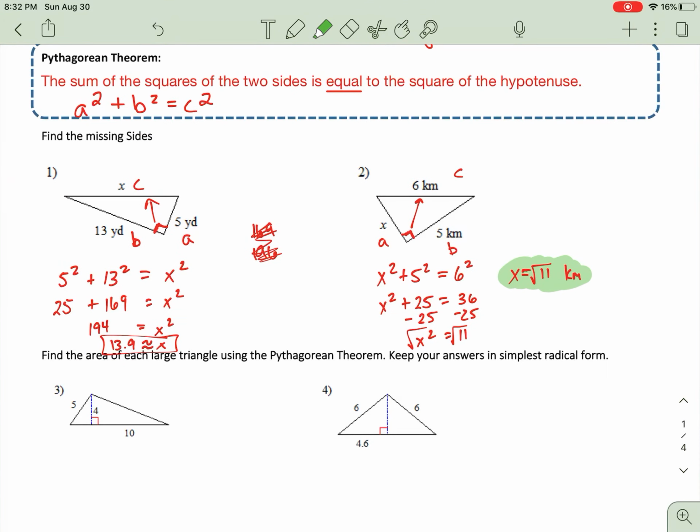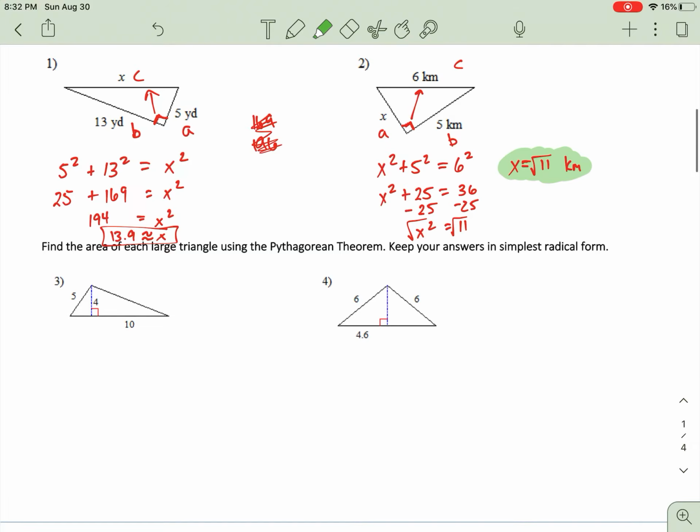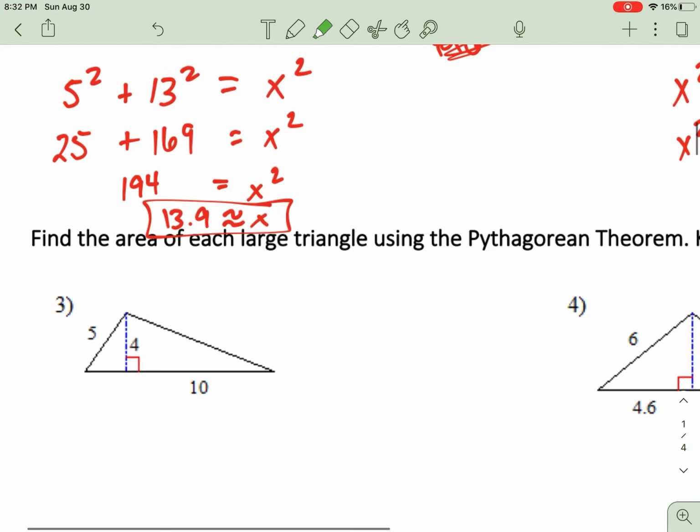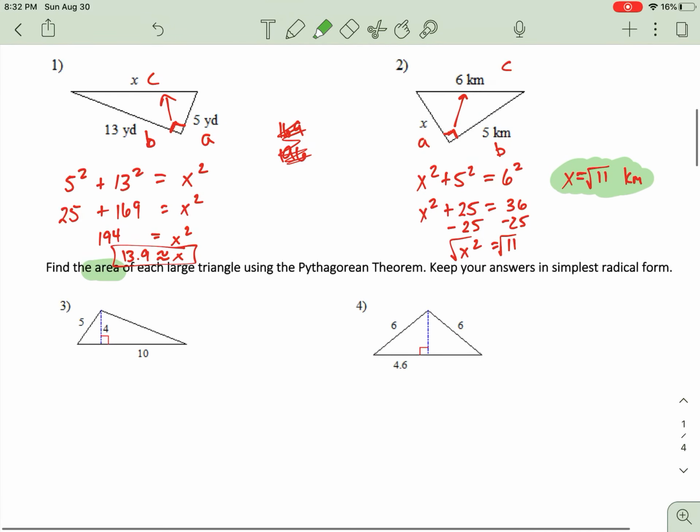Okay. All right, a little more complicated here. These ones say find the area, so we're looking for the area. We're not just looking for a missing side length. Keep your answers in simplest radical form when possible.